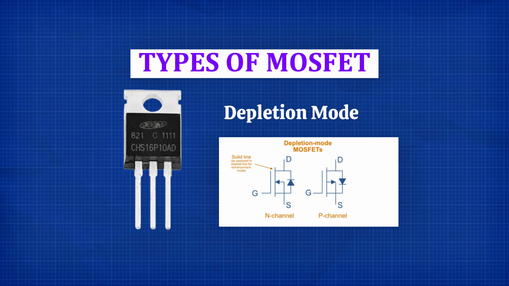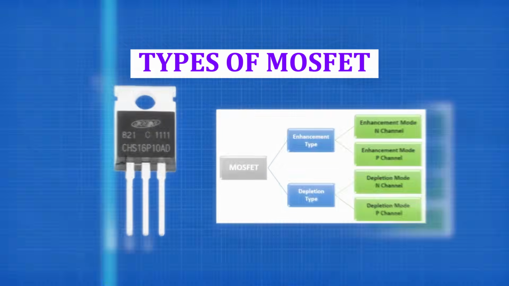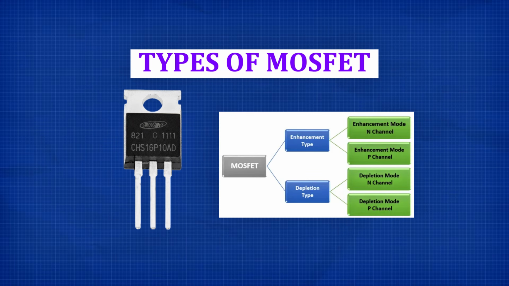Each of these modes can also be either N-channel or P-channel. N-channel MOSFETs use electrons as majority carriers and are generally faster and more efficient, which is why they are more common in power electronics. P-channel MOSFETs use holes as majority carriers and are often used in high-side switching applications.